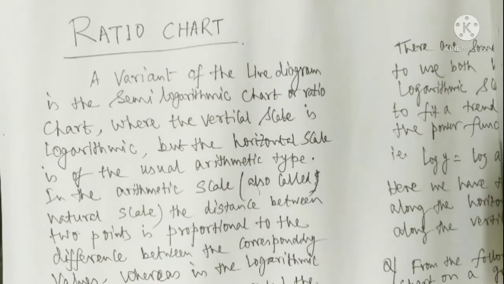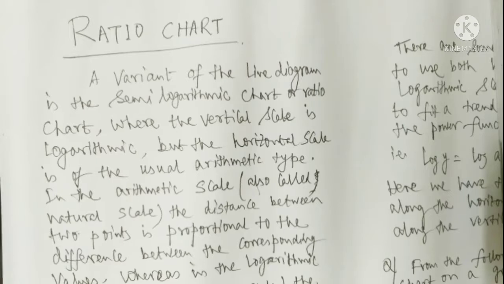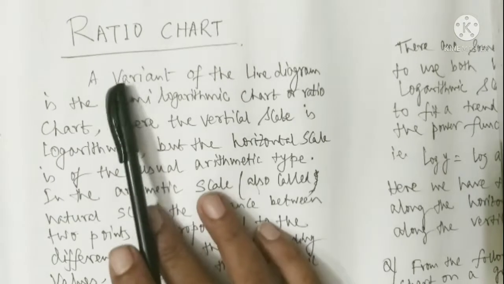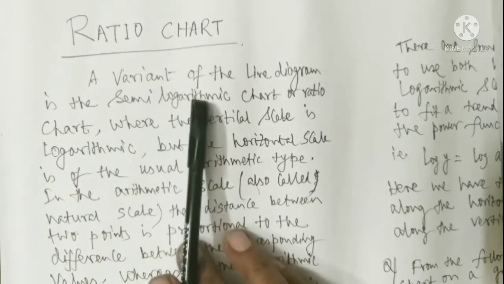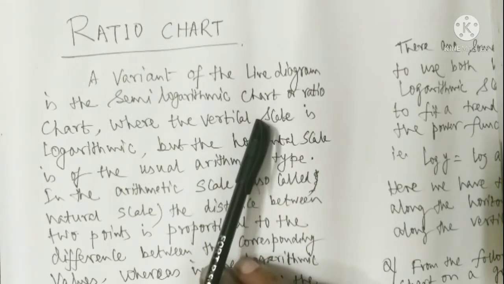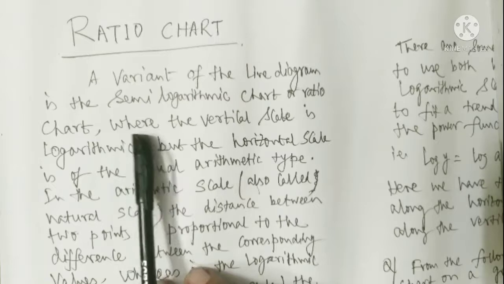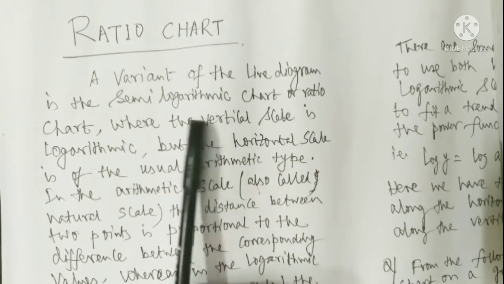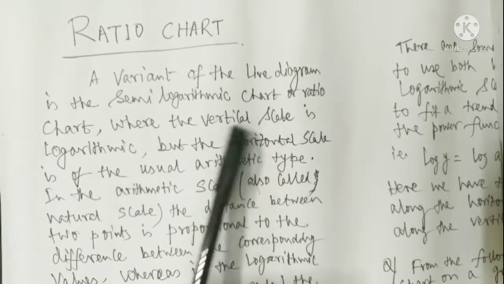In the previous videos we discussed line chart, pie chart, bar chart and so on. In today's video we will discuss ratio chart. This is a special type of chart. The ratio chart, a variant of the line diagram, is the semi-logarithmic chart or ratio chart. That means ratio chart has another name, semi-logarithmic chart.